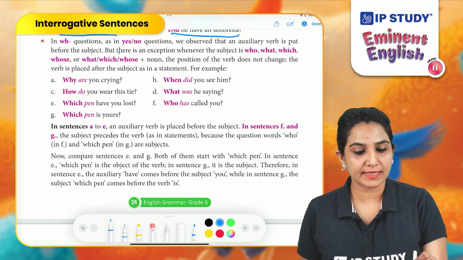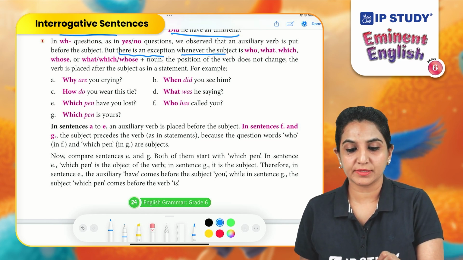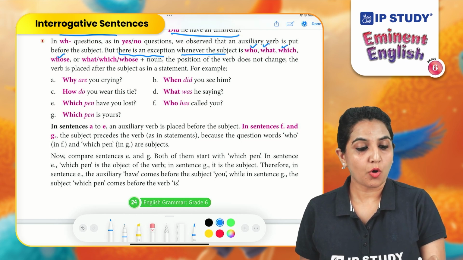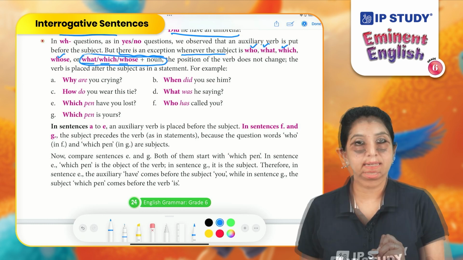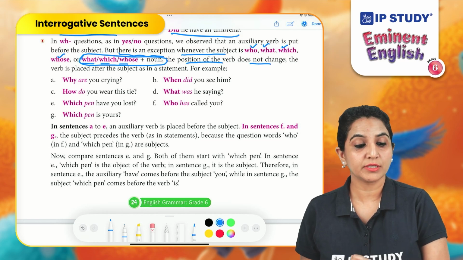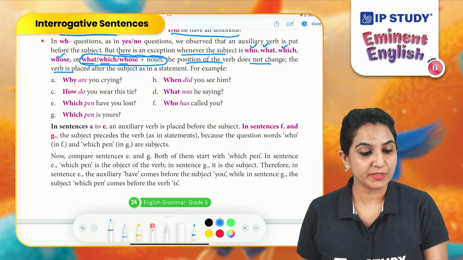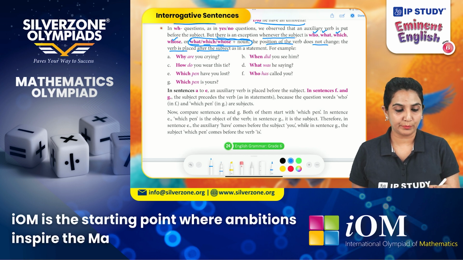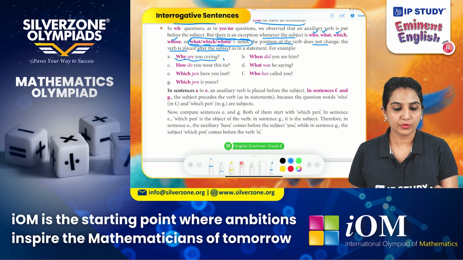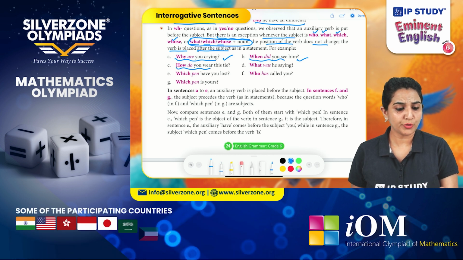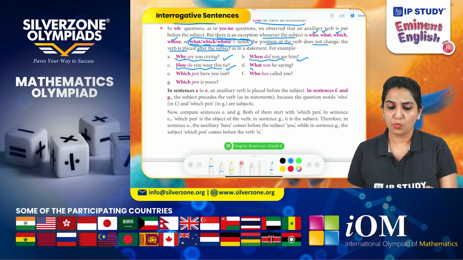But there is an exception whenever the subject is who, what, which, whose, or what, which, whose along with a noun. In these cases, the position of the verb does not change and the verb is placed after the subject, as in a statement. For example, why are you crying? When did you see him? How do you wear this tie? What was he saying?